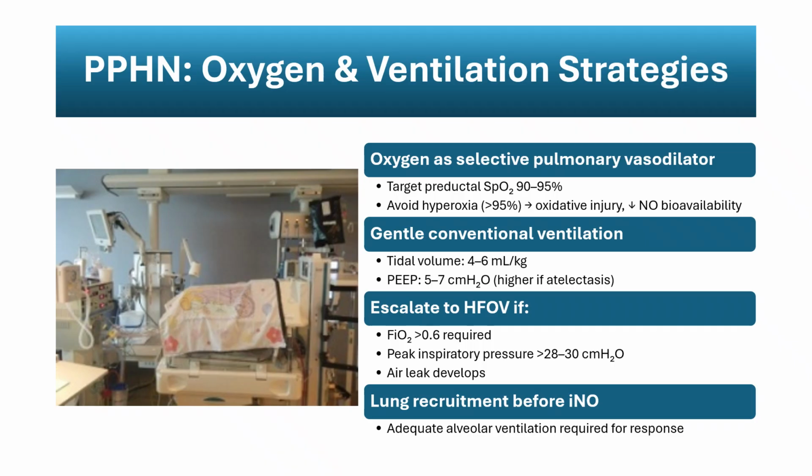Escalation to high-frequency oscillatory ventilation is indicated when the infant requires a fraction of inspired oxygen above 0.6, peak inspiratory pressures exceed 28 to 30 centimeters of water, or if air leaks develop. Lung recruitment before initiating inhaled nitric oxide is critical because alveolar collapse limits the pulmonary vasodilatory response. Ensuring adequate alveolar ventilation maximizes oxygenation and improves the effectiveness of iNO therapy.